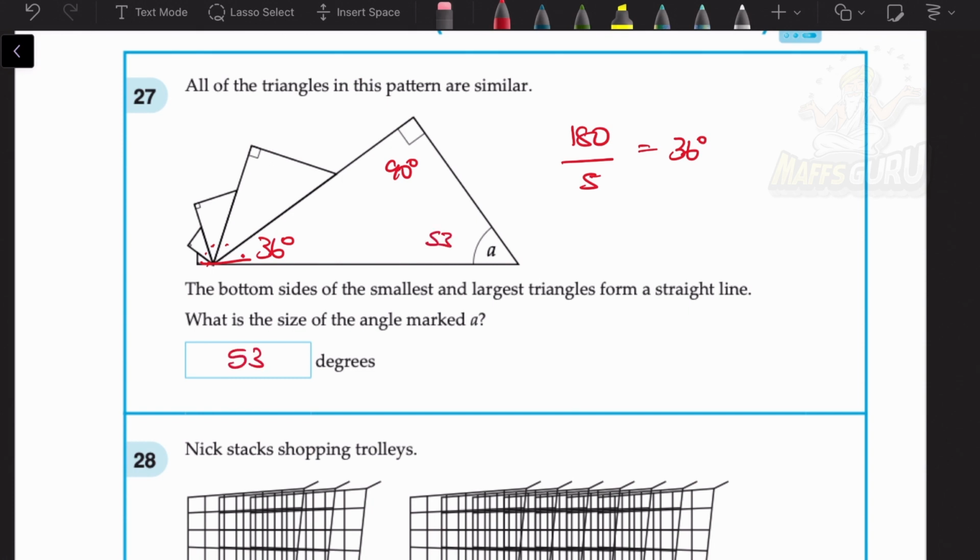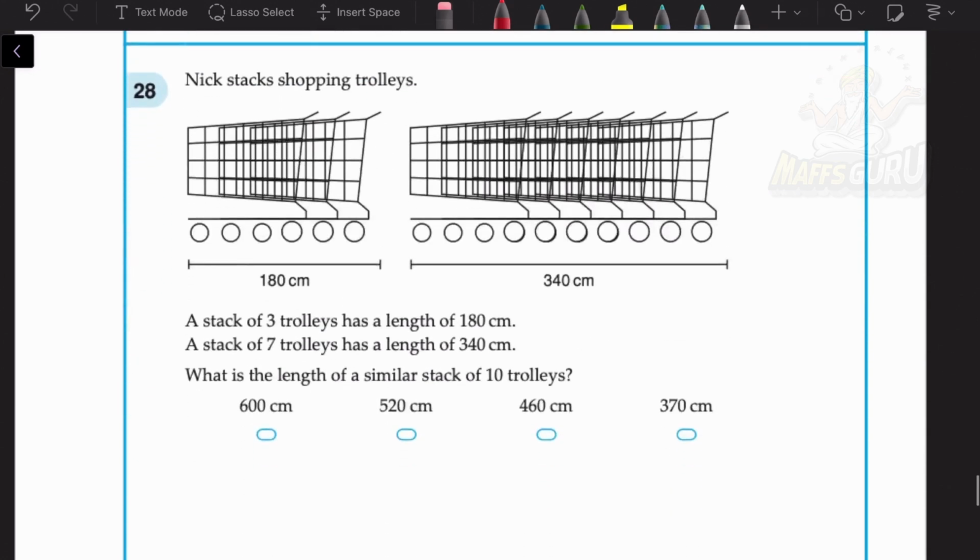Right, so again, similar triangles just means the triangles look bigger, the sides are longer, but the angles do not change in a similar triangle, right? They stay the same, doesn't matter how big it looks.